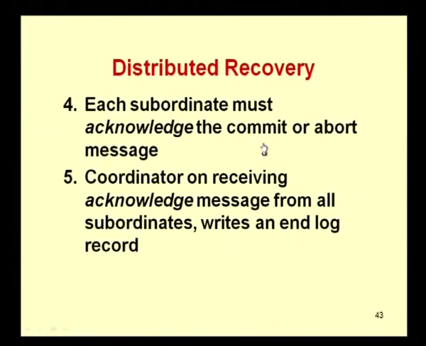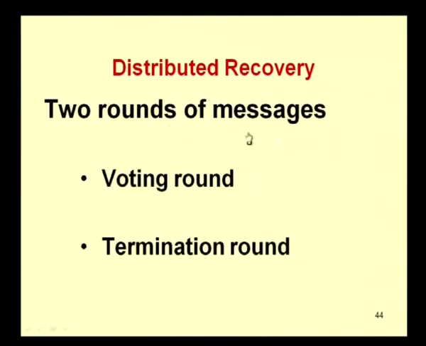If the subordinates send the messages and all are yes, then commit occurs, otherwise it does not. So, each subordinate must acknowledge the commit or abort message. The coordinator, on receiving the acknowledged message from all subordinates, writes an end log record. So, there are two rounds of messages: one is called the voting round, and the other is called the termination round.